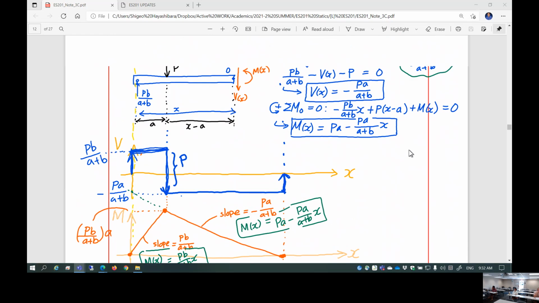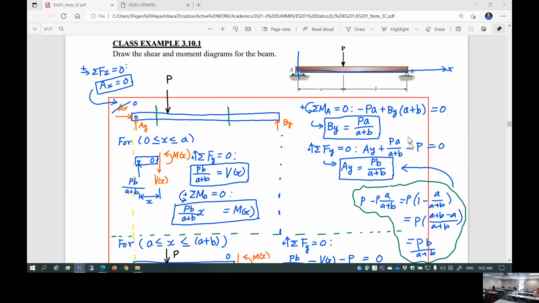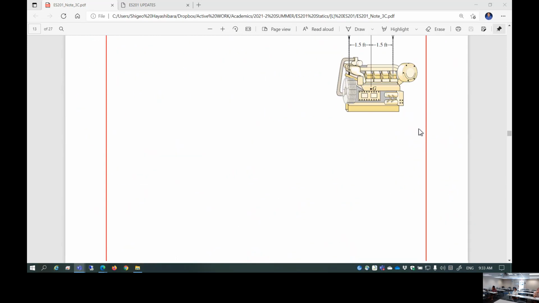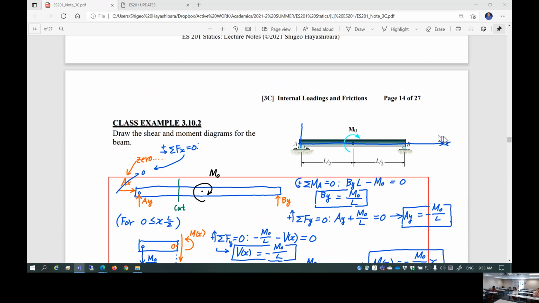Okay, that's quite important, because usually beam is not like this simple. Okay, you need to be prepared to be more complicated beams, and you are able to draw shear and moment diagram. Okay, that's the challenge. So today, let's just take a look at another simple configuration. This is a simple supported beam with a point moment applied.